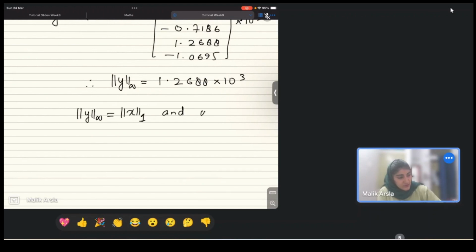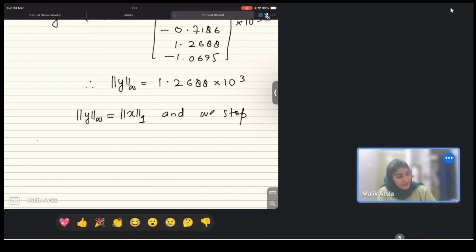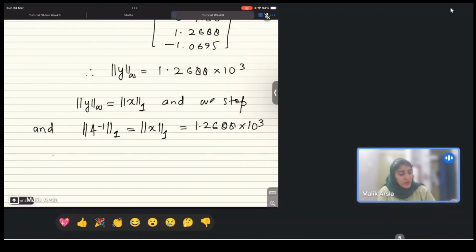we stop. And we say that the one norm of A inverse is equal to the one norm of this x, which is equal to 1.2688 into 10 to the power 3. Now since we have calculated this and we need the condition number, we simply know that condition number is one norm of A into one norm of A inverse.